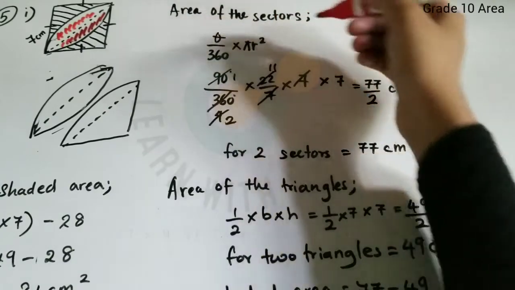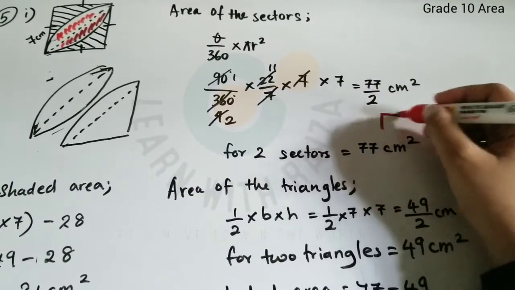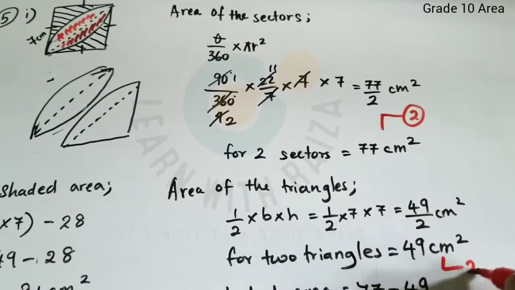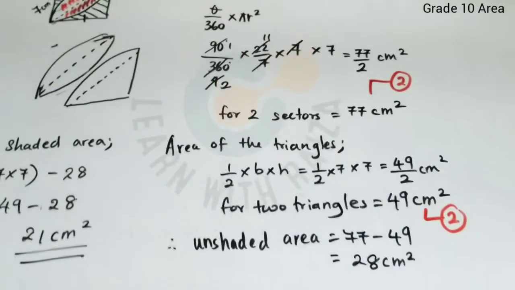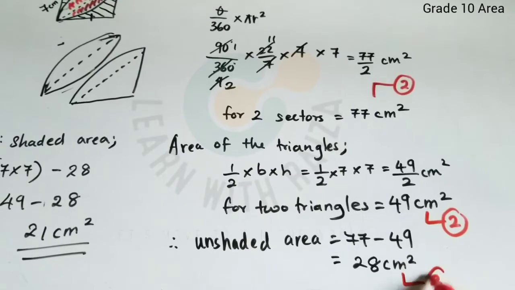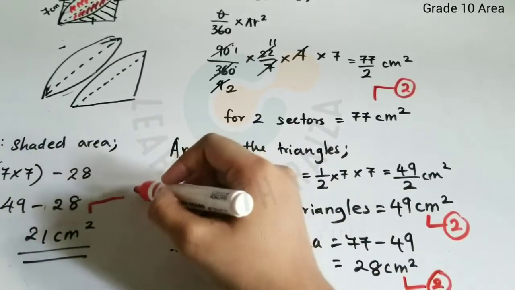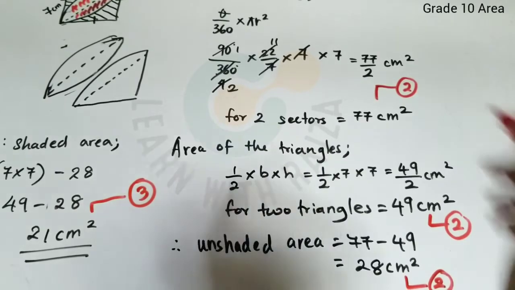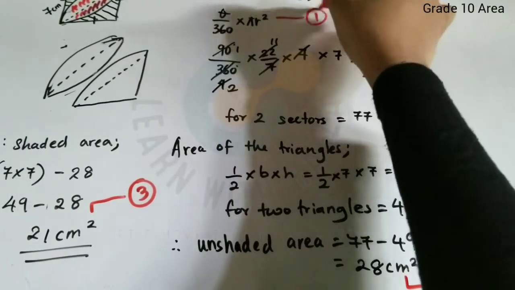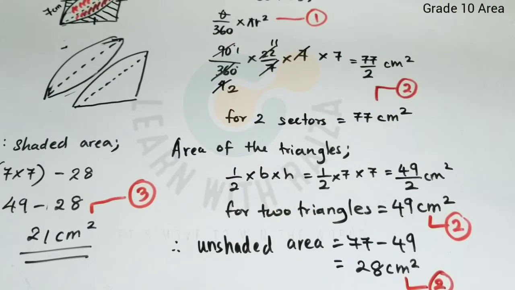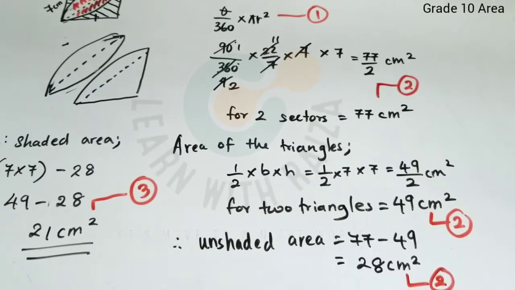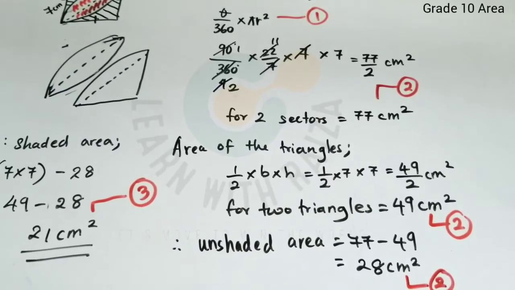For finding the area of the sectors, you are getting 2 marks. For finding the area of the triangles, you are getting 2 marks. For finding the area of the unshaded portion, you get 2 marks. And for finding the area of the shaded portion, you get 3 marks. And for this equation also you get 1 mark. Right? So altogether you get how many marks? 10 marks. Question number 5, it's a 10 mark question for Roman number 1.